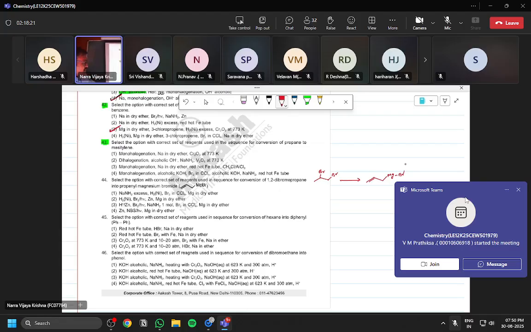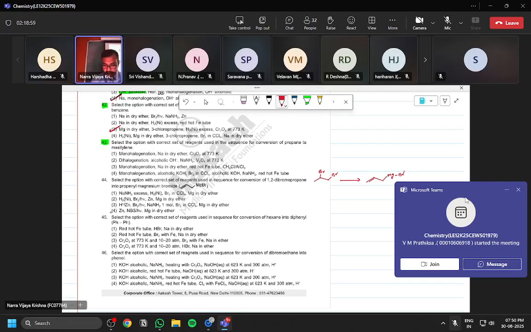So what you are doing first, NaNH2 excess means 2 times I have to remove HBr. Means it will convert into alkyne. Then reduction means it will convert into alkane. Then bromine in presence of CCl4, nothing happens. First reaction failed. Hydrogen in presence of nickel, alkane. Answer is option 4.